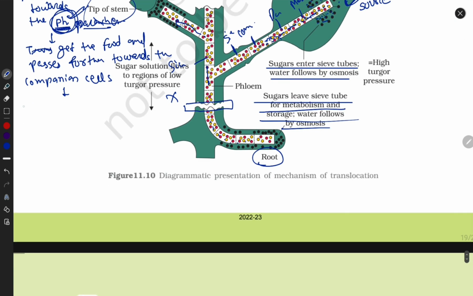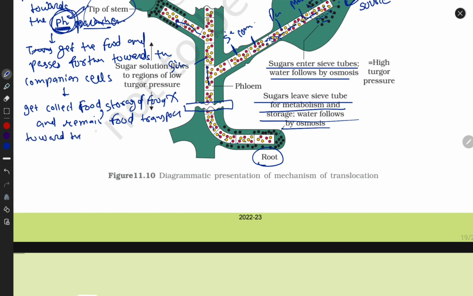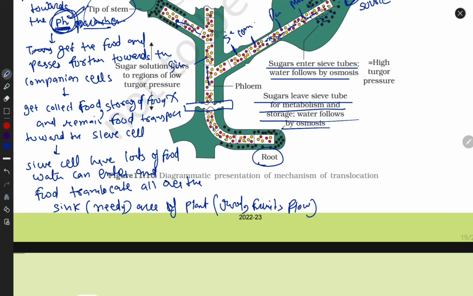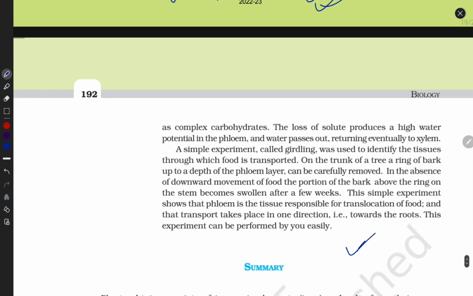Now what does the companion cell do? It collects food, stores food, and transports the remaining food towards the sieve cell. Now the sieve cell has lots of food. Water can enter and food is translocated all over to the sink areas of plants like roots, fruits, flowers. Okay, so that's all about translocation, pressure flow, mass flow. So that's all, right, guys. I have completed it.